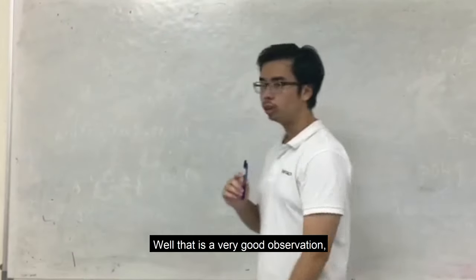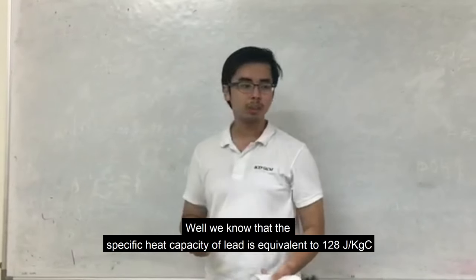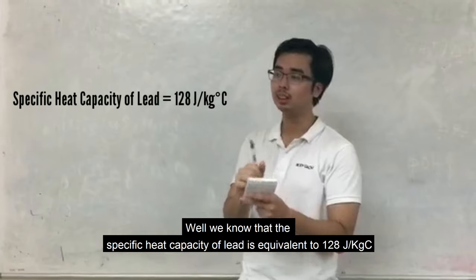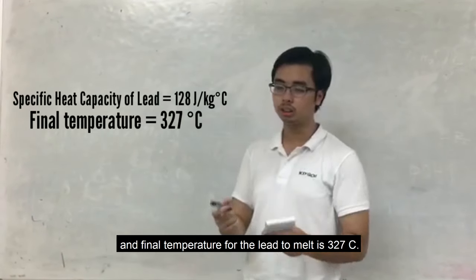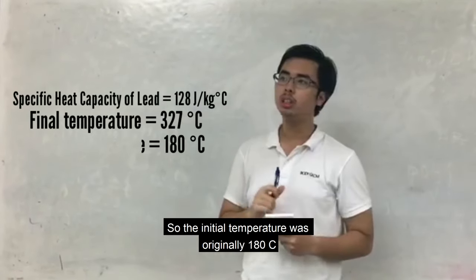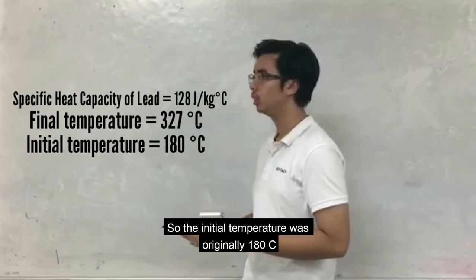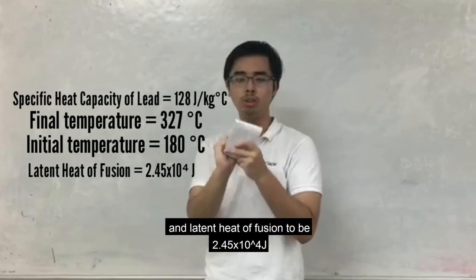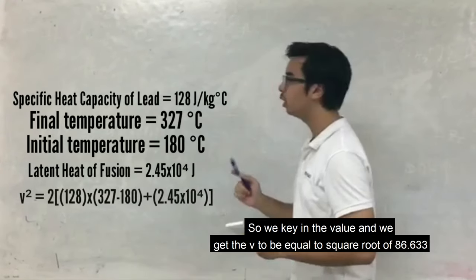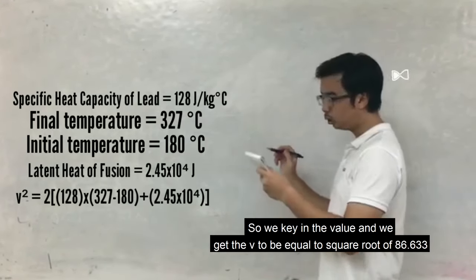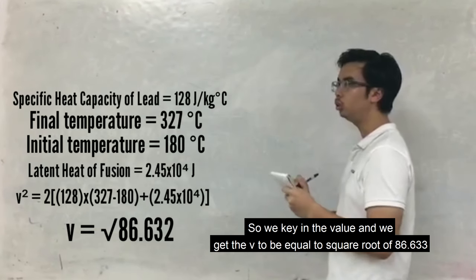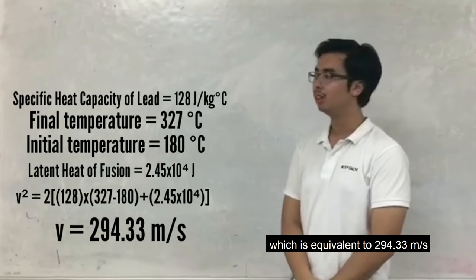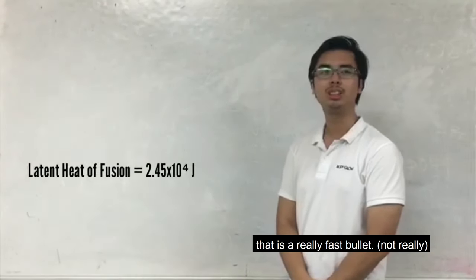Well, that is a very good observation. We know that the specific heat capacity for lead is 128 joules per kilogram per degree Celsius, and the final temperature for the lead to melt is around 327. The initial temperature was originally 180 degrees Celsius, and the latent heat of fusion is 2.45 times 10 to the power of 4 joules per kilogram. If we key in the values, we get v equals the square root of 86,632, which is equivalent to 294.33 meters per second. That's a really fast bullet.